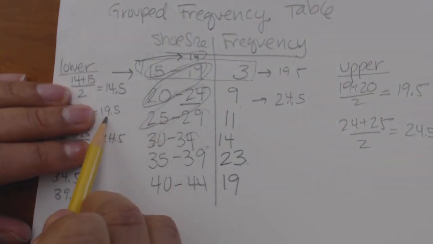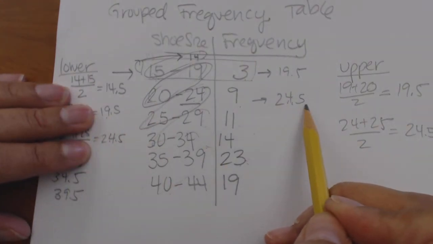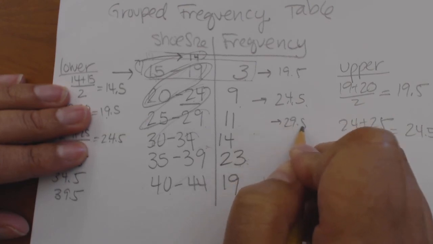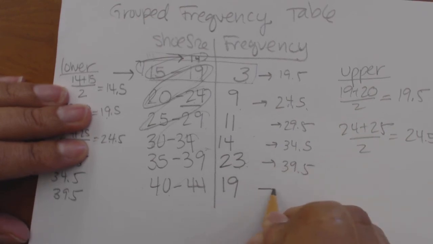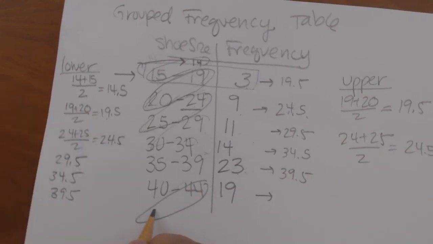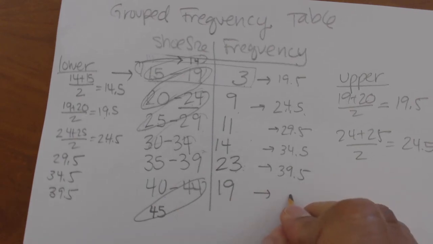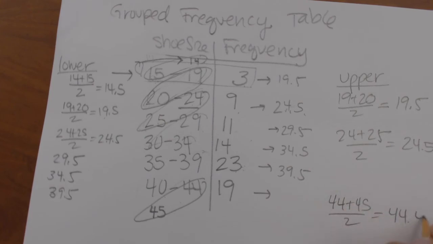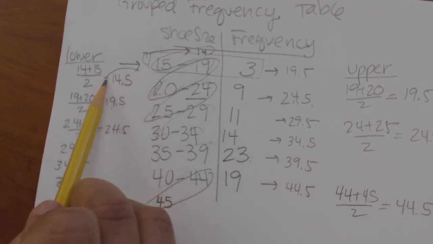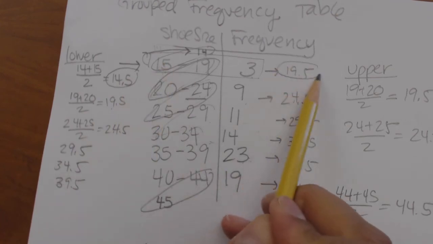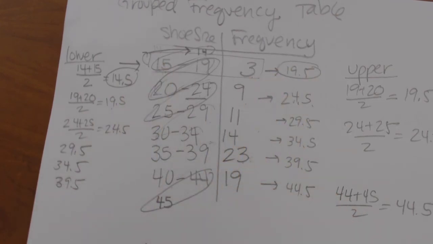So this one, the lower boundary is 19.5 and the upper boundary is 24.5. Here it'd be 29.5, here it'd be 34.5, here it'd be 39.5, and here we would take 44, and notice there's no number here. The next number would be 45 if we went on to create another group bigger, so we would have to do the same thing. 44 plus 45 divided by 2, and that's 44.5. So this is the lower boundary for this group. This is the upper boundary for this group, and that's what we're going to graph.